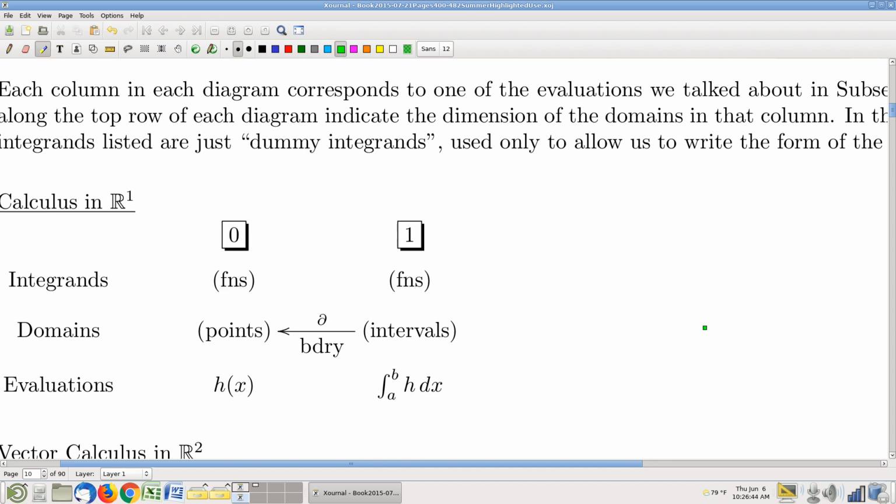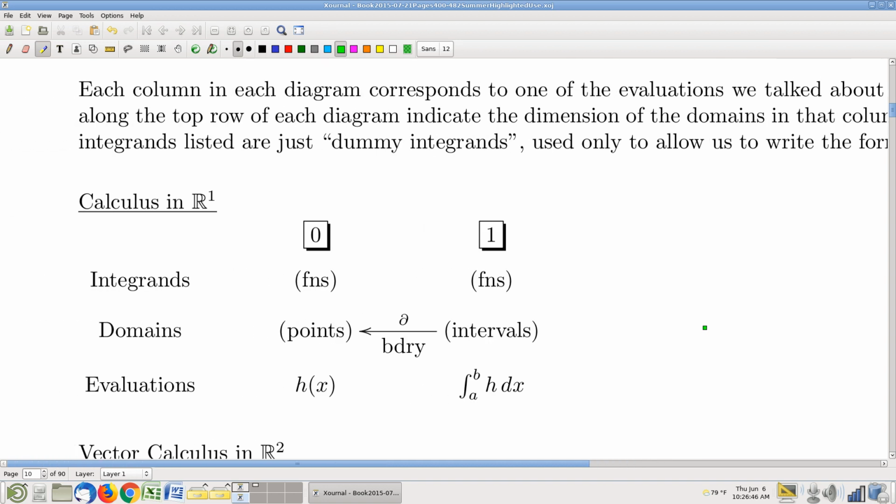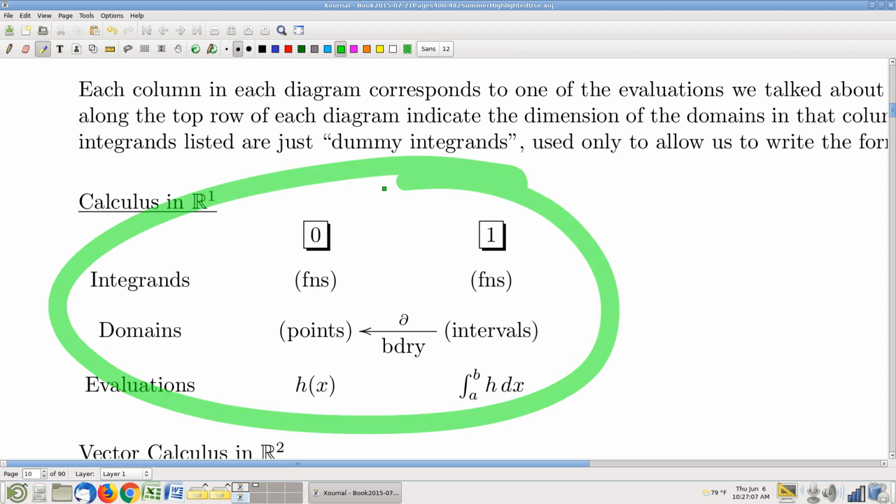And then seemingly pointlessly, notice that there's still calculus in R1, and we defined what we mean by the boundary of an oriented interval. We get oriented points, and we're talking about integrals in column 1, functions in column 0. I mean, this is seemingly kind of trivial. But this is going to be the starting point for our development.